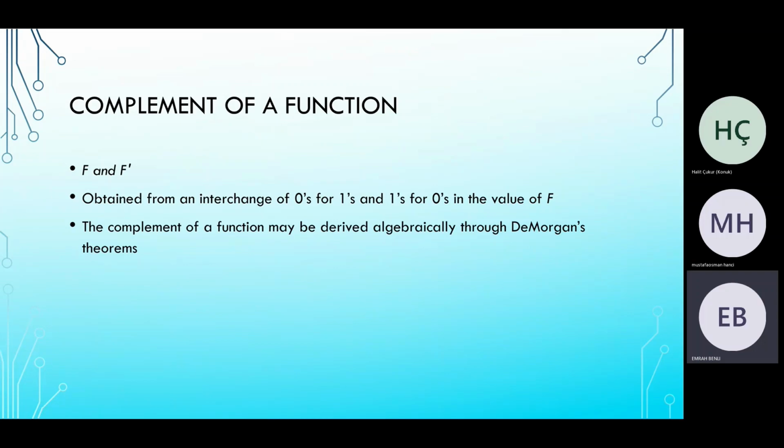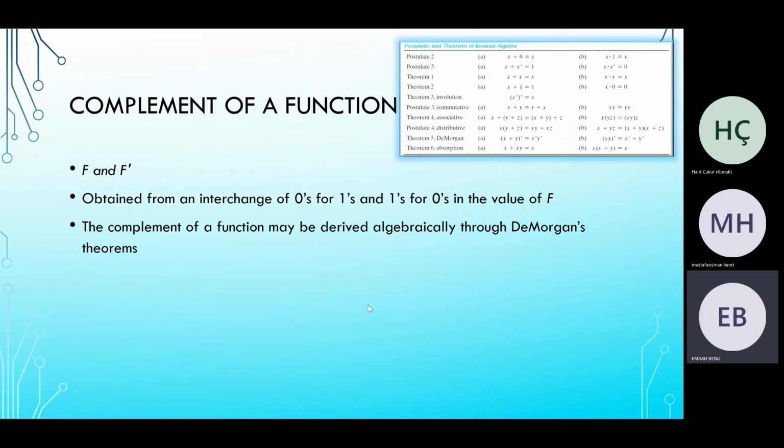So the complement of a function may be derived from De Morgan's theorem. De Morgan's theorem was here. The complement of x or y would be x prime and y prime, and the complement of x and y will be x prime or y prime. And De Morgan's theorem can be also extended to 3 or more variables.